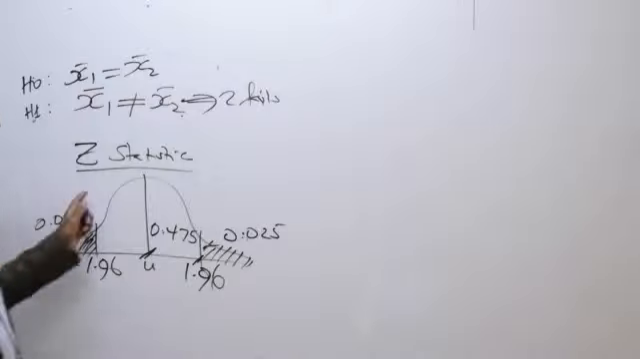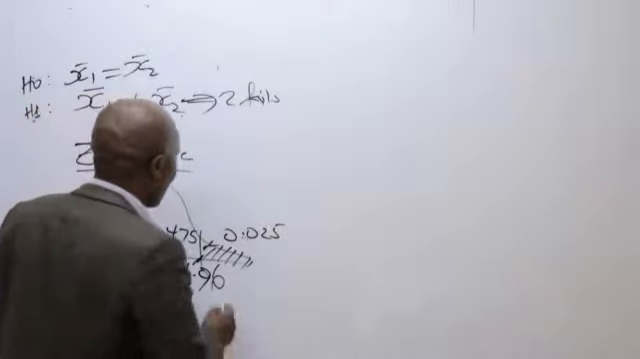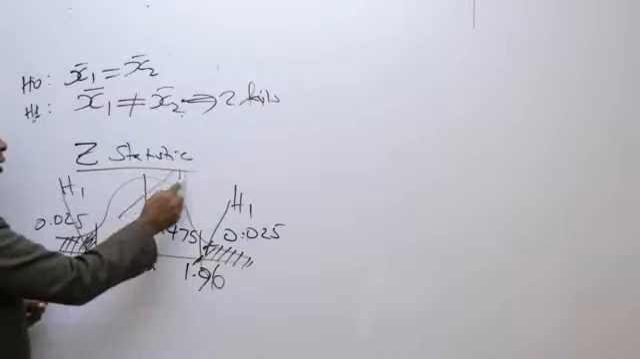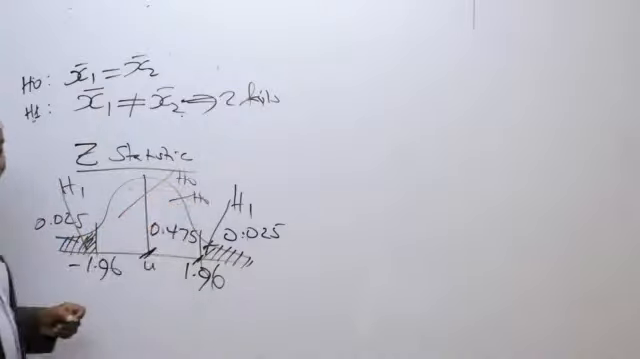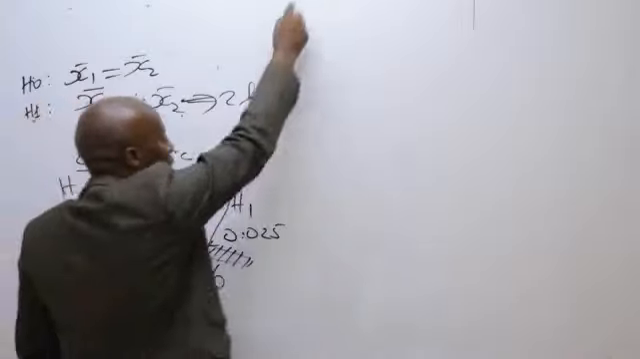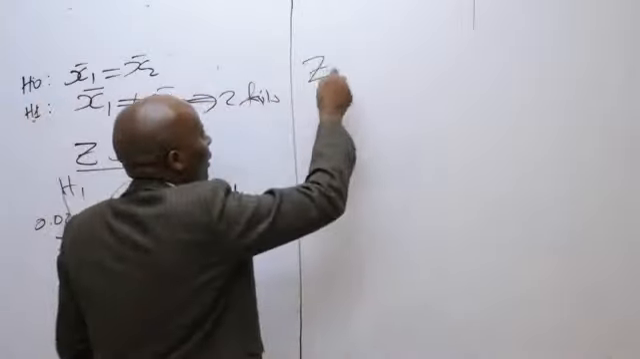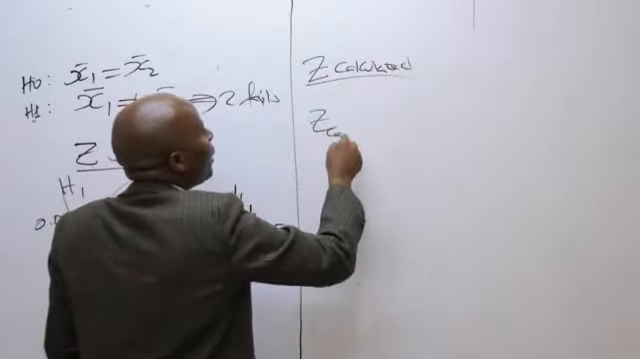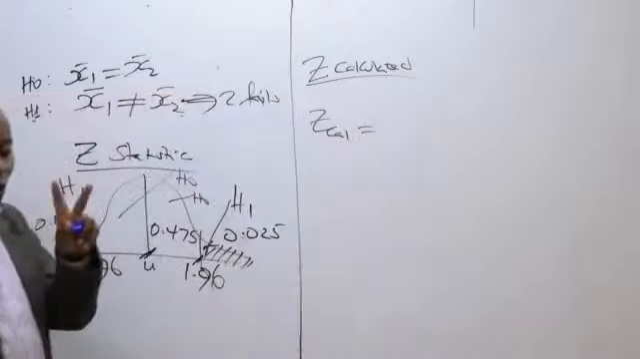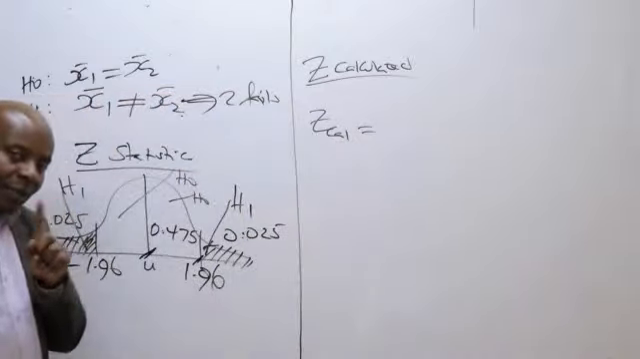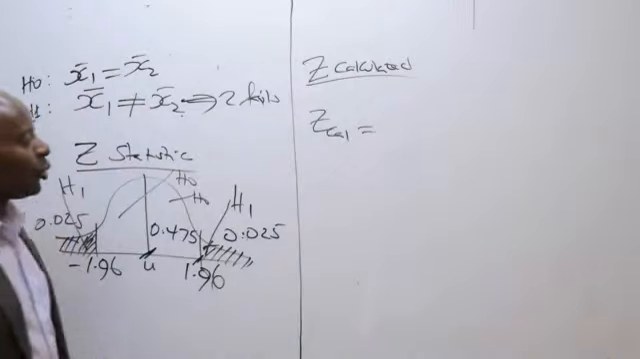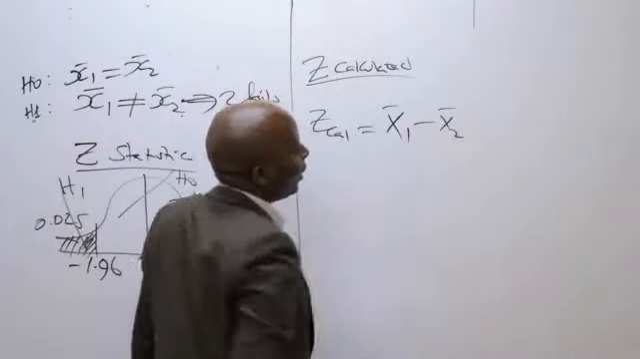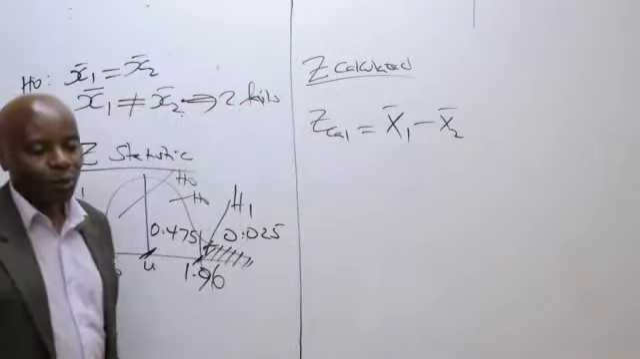So ladies and gentlemen, after getting the Z statistic, don't forget that this will be denoted as H1. The other one will also be denoted as H1. These two will be H0s, like that. So now we go to the last stage, which is Z calculated. Here we have two samples. We can't talk of X bar minus mu. Two samples, so we have the difference between the two samples: X bar 1 minus X bar 2.